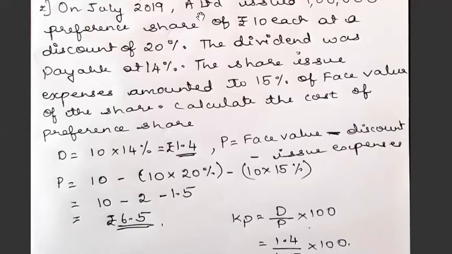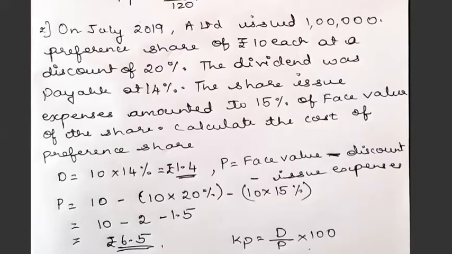On July 2019, A Limited issued 1 lakh preference shares of rupees 10 each at a discount of 20%. At a discount of 20%, it is issued. This is another problem. Okay, it is issued at a discount. So remember, face value minus discount. The dividend was 14%. It will be calculated on face value. Okay, the share issue expenses amounted to 15% of face value of the share. Calculate the cost of preference shares.